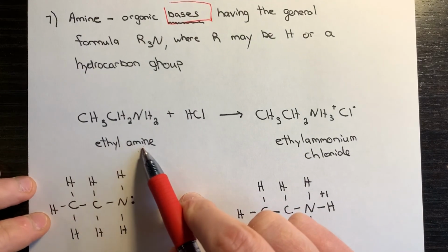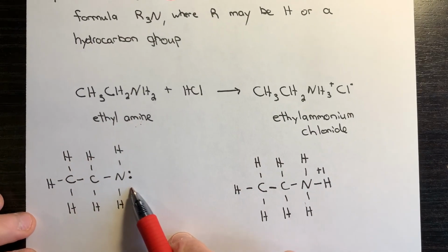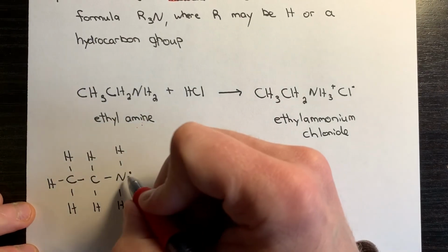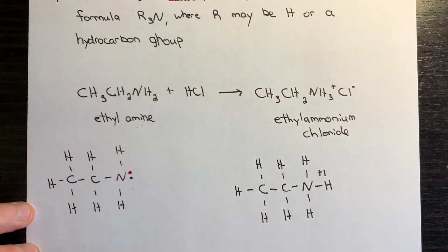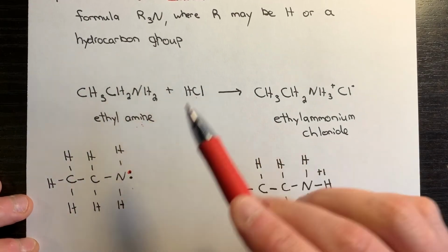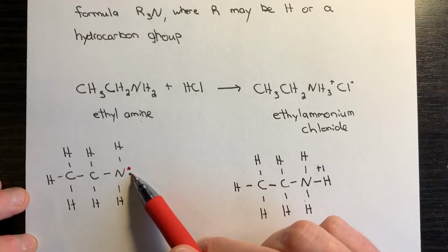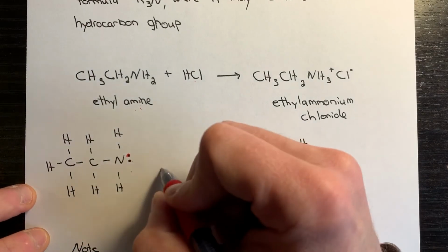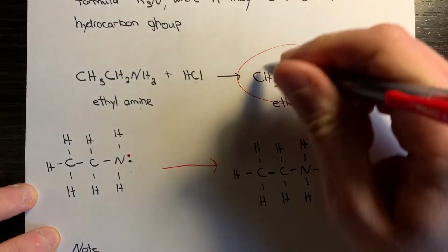So let's say we subject ethylamine, which is this molecule here, kind of written out. This lone pair right here has the ability to attract a hydrogen, right? It has the ability to accept a hydrogen. So if ethylamine is exposed to, say, hydrochloric acid, it can become protonated. It can gain a proton, and that's what we see here, right, on the product side of things.